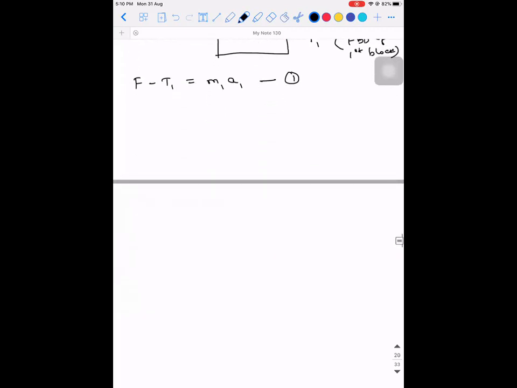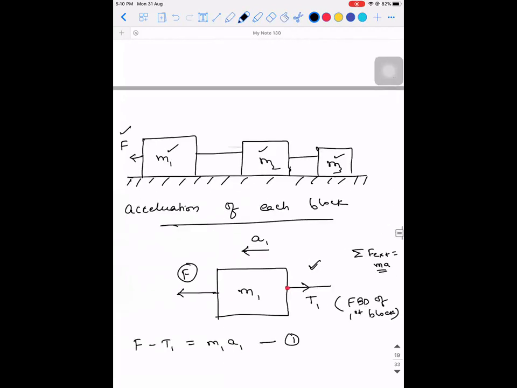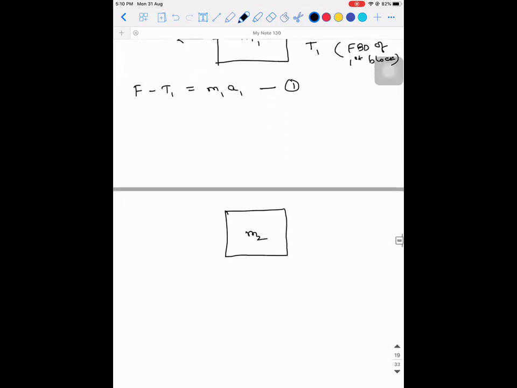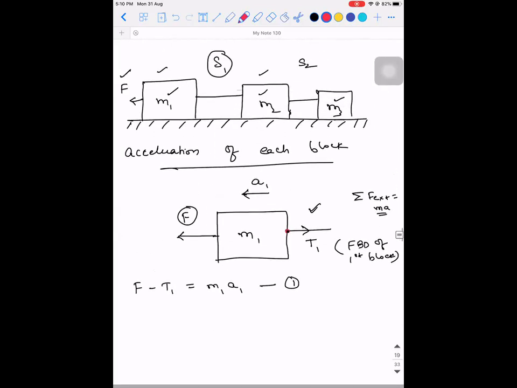Now, what is the free body diagram of the second block? If I name this as string 1 and this as string number 2, string 1 is attached to how many blocks? M1 and M2. On M1, if the tension force is acting to the right, on M2 the same tension force at the other end will act in the leftward direction. And what is the reason for it? The obvious reason is the whole system is moving to the left. Correct?